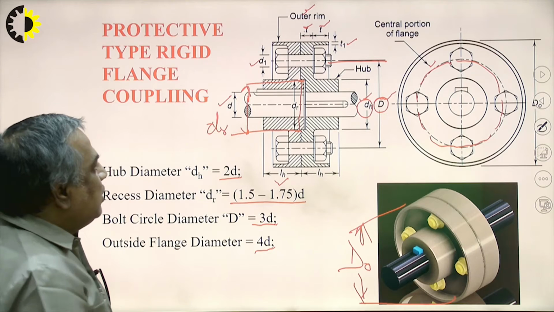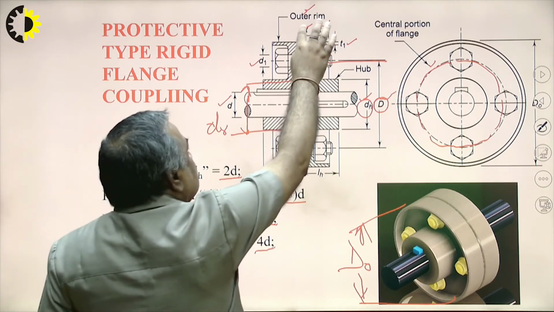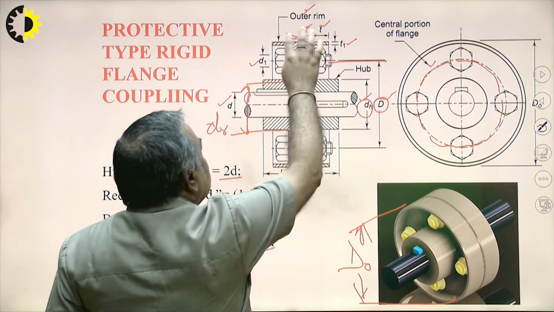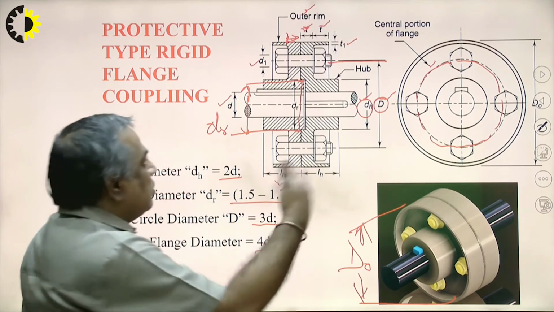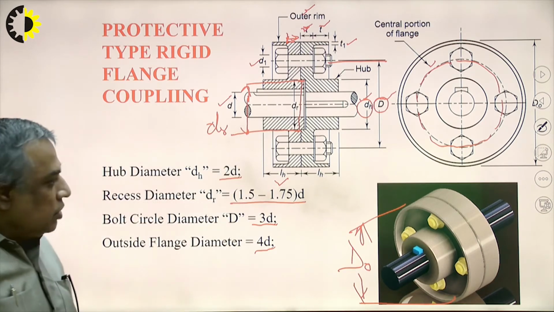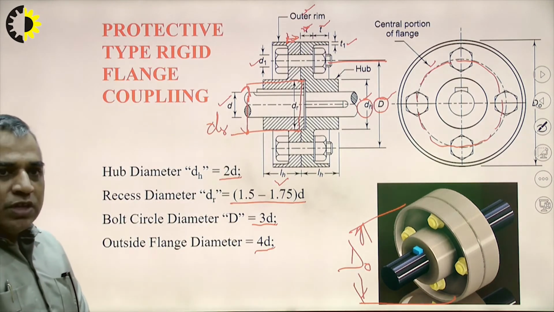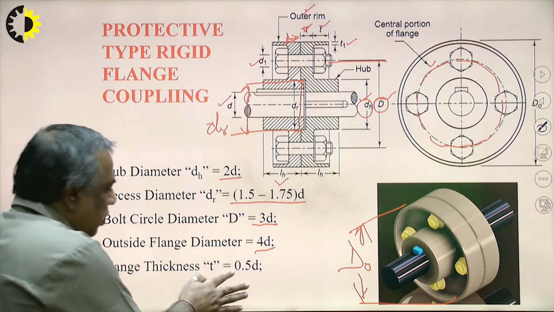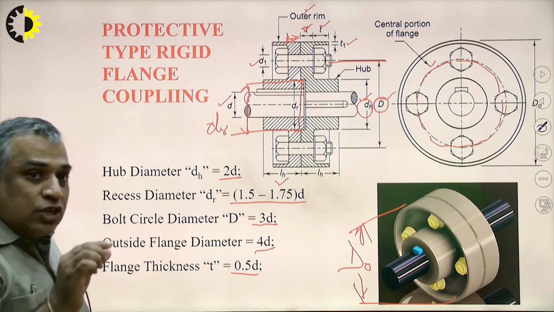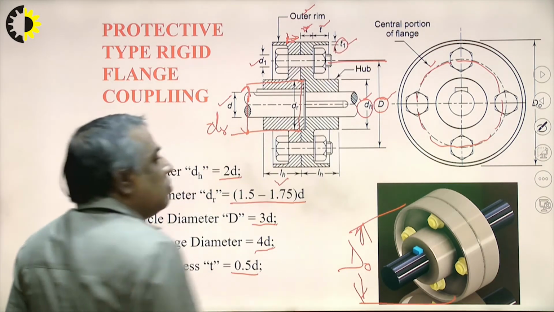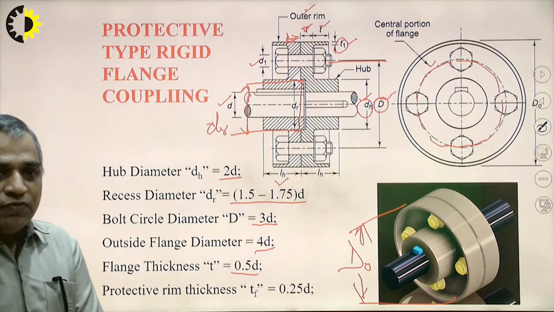Now the flange thickness, this t thickness, or here this is also t thickness, and the protective rim, outside projection. So this dimension is also given in terms of the shaft diameter, that is 0.5 times d. This is now the thickness of the rim. Thickness, this is T1. This is 0.25 times d.